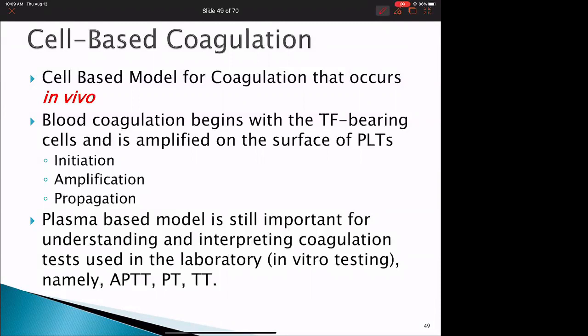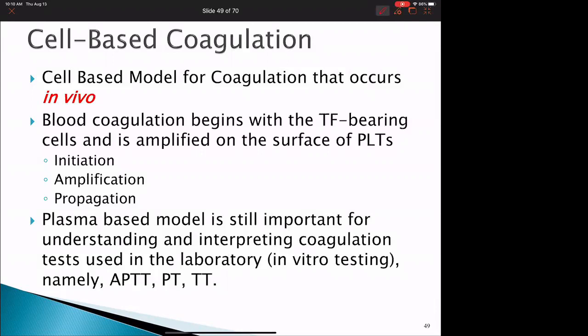These are the two main tests. There's another test called the thrombin time. That test is also very important for understanding coagulation. All right, so I want you to keep in mind that the coagulation testing that we do in a clinical lab is just an artificial system, okay? And that doesn't include the total hemostasis process that actually occurs in the body, all right? More information about this cell-based model can be found in the Fritsma text.